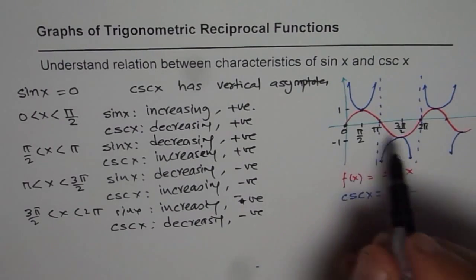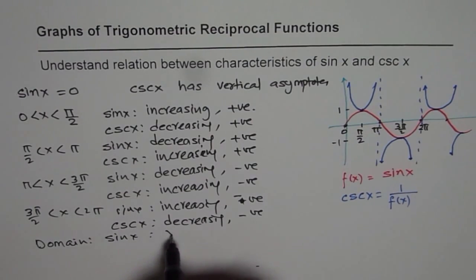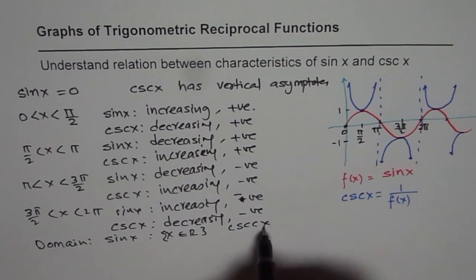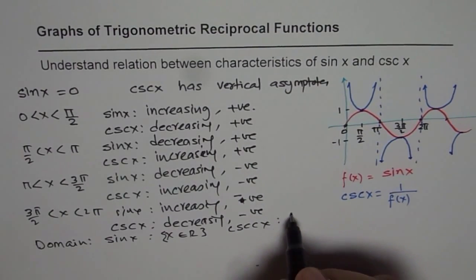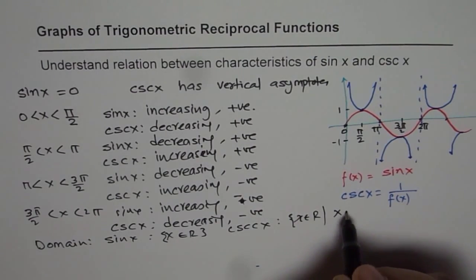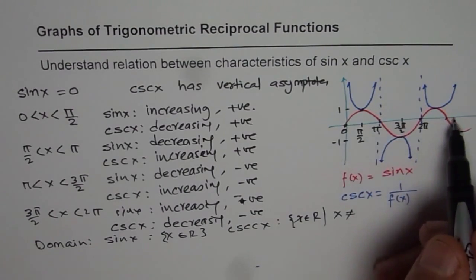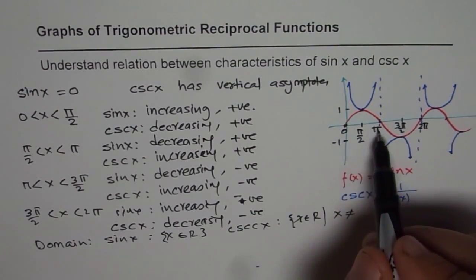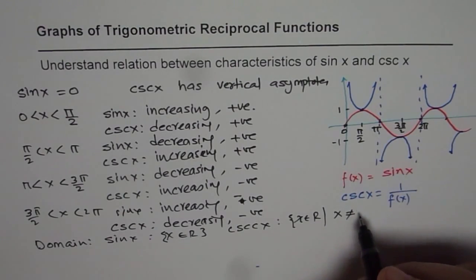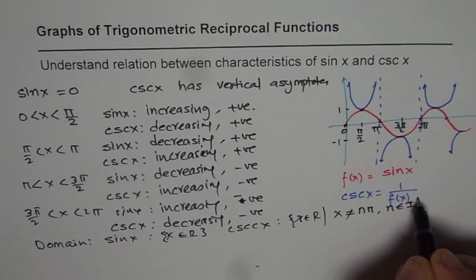Now, as far as the domain is concerned, the domain of sine x is x belongs to real numbers. But as far as cosecant x is concerned, the domain is x belongs to real numbers, but x is not equal to the zeros of sine x. We'll have vertical asymptotes at 0, plus minus pi, plus minus 2 pi. So in general, we can say n pi, where n belongs to integers.